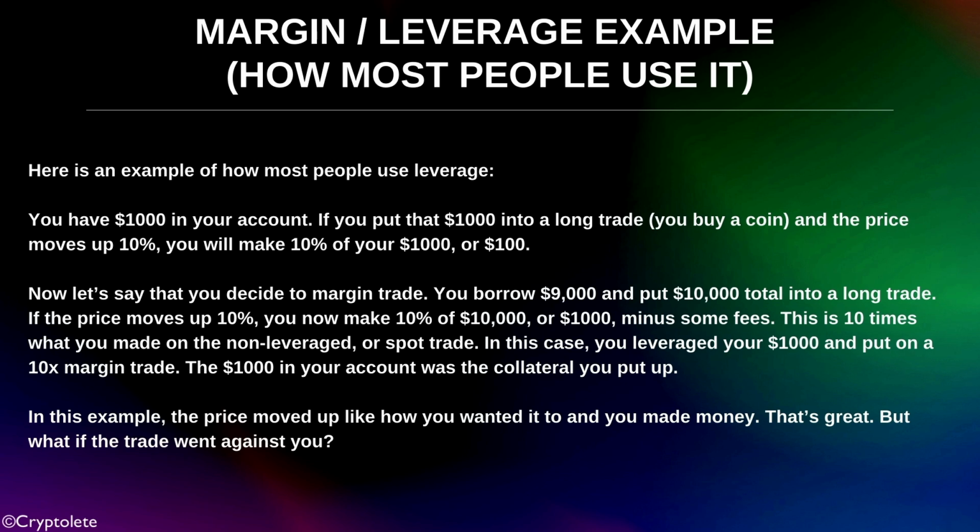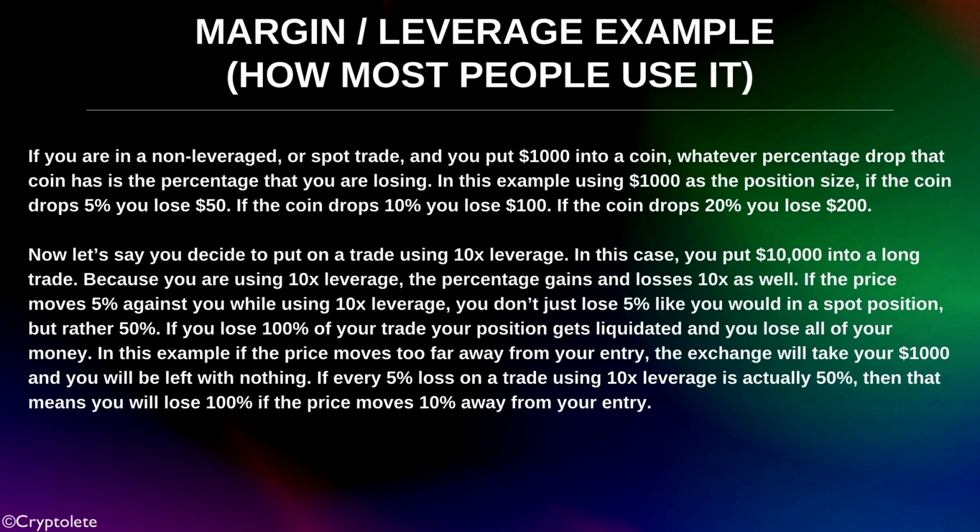That's great, but what if the trade went against you? Well, let's first use the example of a spot position. So if you are in a non-leveraged or spot trade and you put $1,000 into a coin, whatever percentage drop that coin has is the percentage that you are losing. So in this example, using $1,000 as the position size, if the coin drops 5%, you lose $50 because you lose 5% of your $1,000. If the coin drops 10%, you lose $100. If the coin drops 20%, you lose $200. Makes sense.